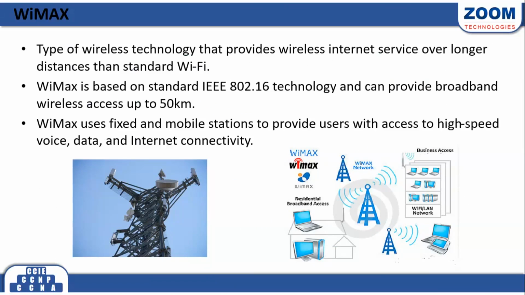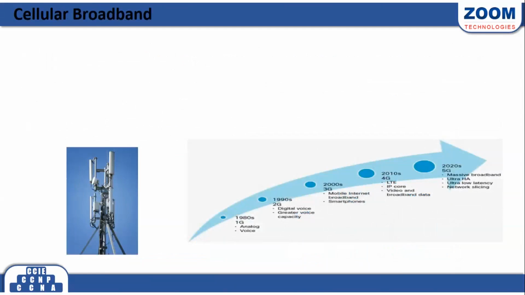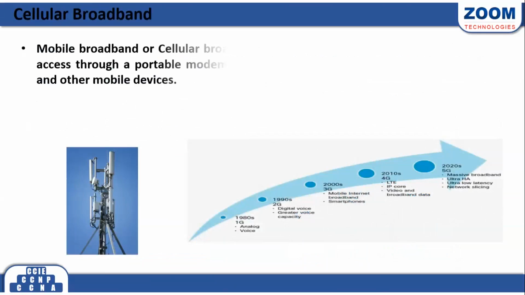So these fixed and mobile stations provide users access to high-speed voice transmission, data, and internet connectivity. Yeah, the cell phone tower symbol actually. Cellular broadband, we know well about how the technologies developed: 2G, 3G, 4G, 5G technologies.